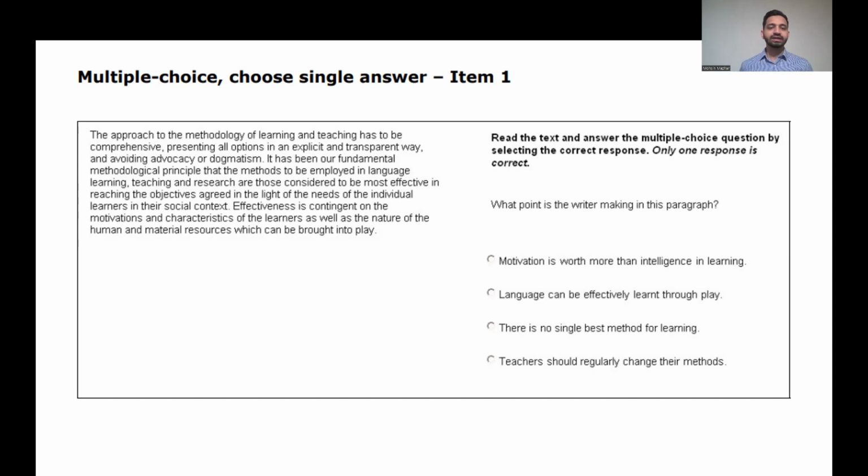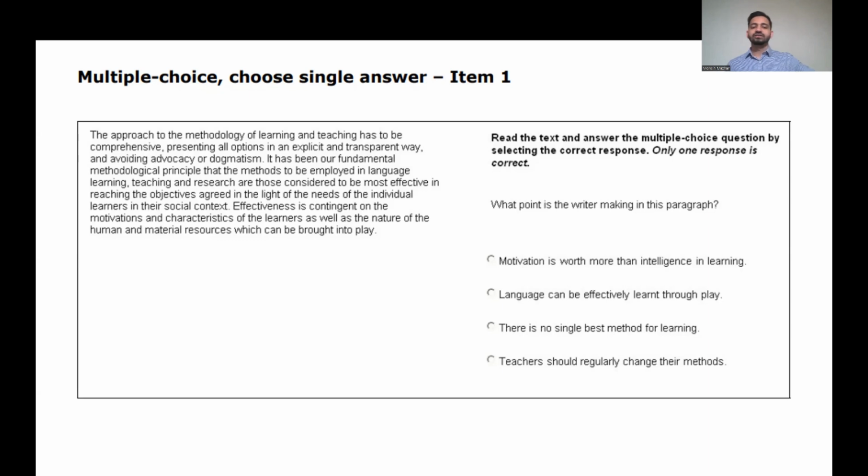That's what it says. It has been our fundamental methodological principle that the methods to be employed in language learning, teaching, and research are those considered to be most effective in reaching the objectives agreed in the light of the needs of the individual learners in their social context. So it's basically saying that research and teaching has been known to be the most effective ways of learning. Effectiveness is contingent on the motivations and characteristics of the learners, as well as the nature of the human and material resources which can be brought into play.